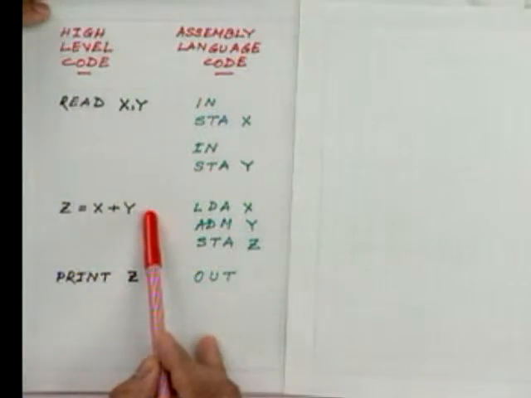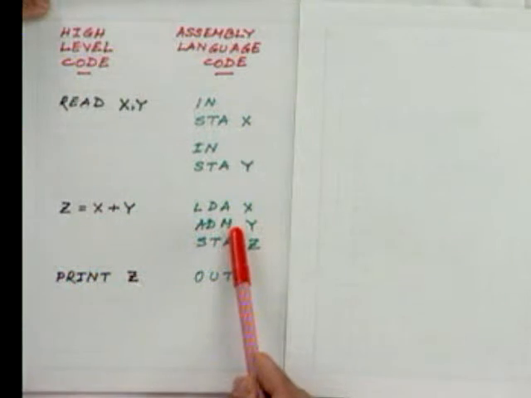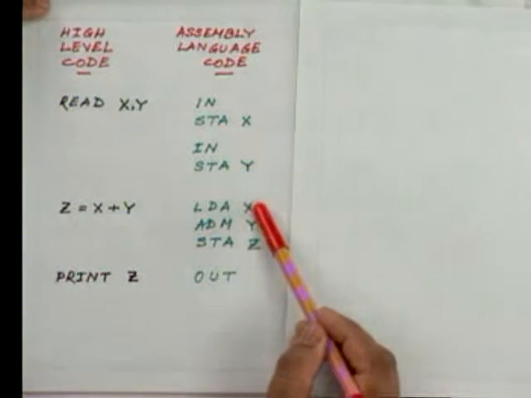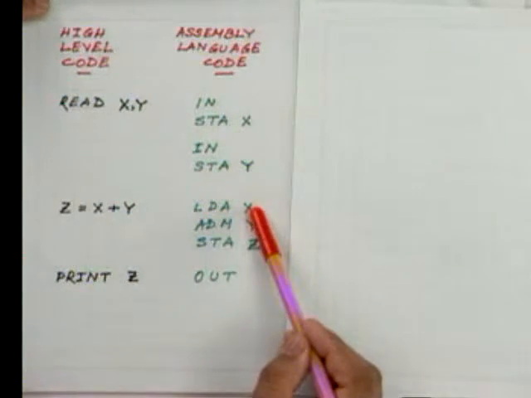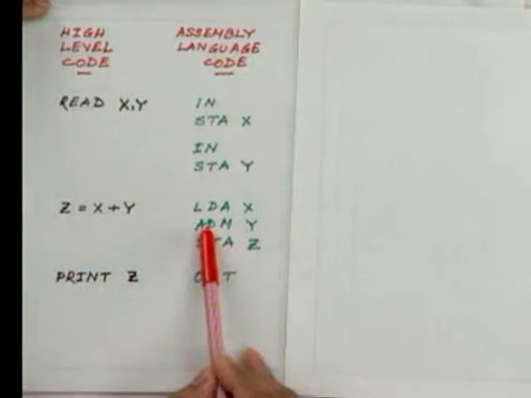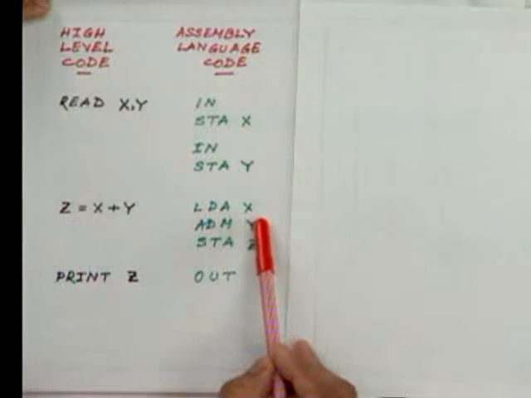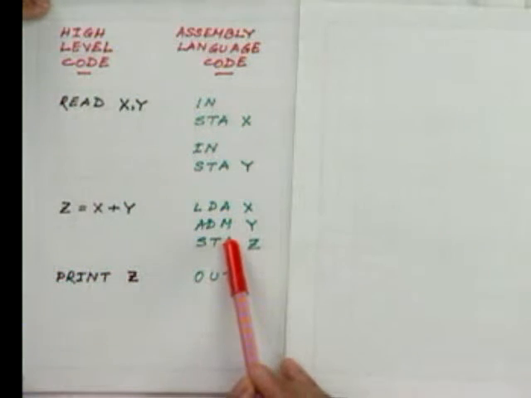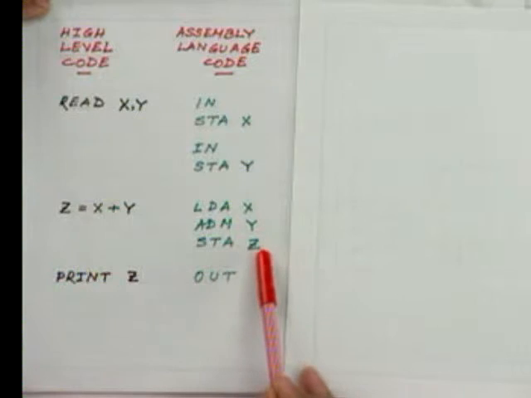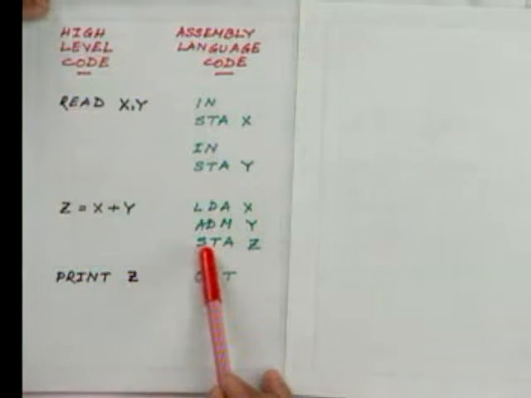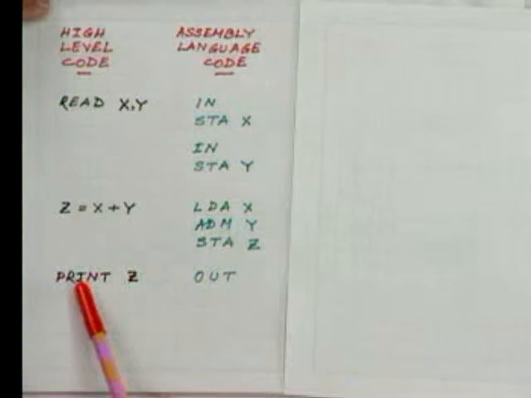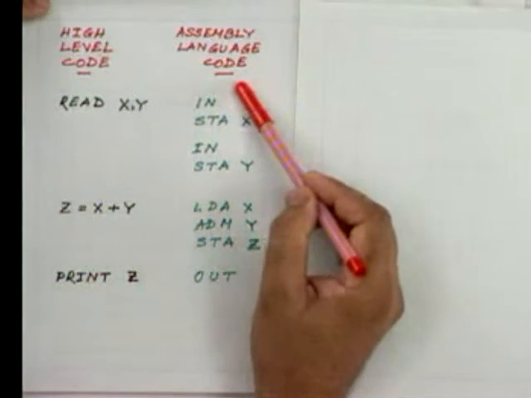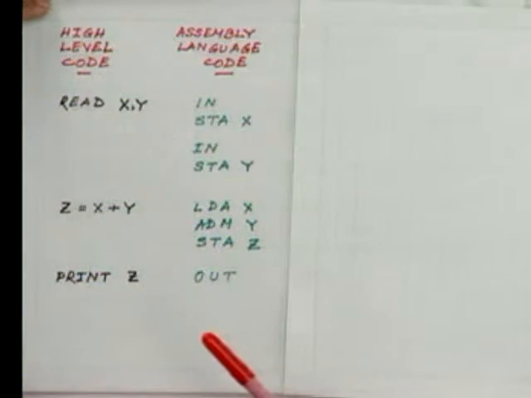Now, this is a computation that is done. Since it is an accumulator based machine, first x has to be loaded into the accumulator by this instruction, load accumulator x. Then I say add memory y, that means the content of y has to be added to the accumulator, and then the content of the accumulator has to be stored into the location z by means of a store accumulator z, and print z is basically out. We have assumed that only one input device is there and one output device is there.